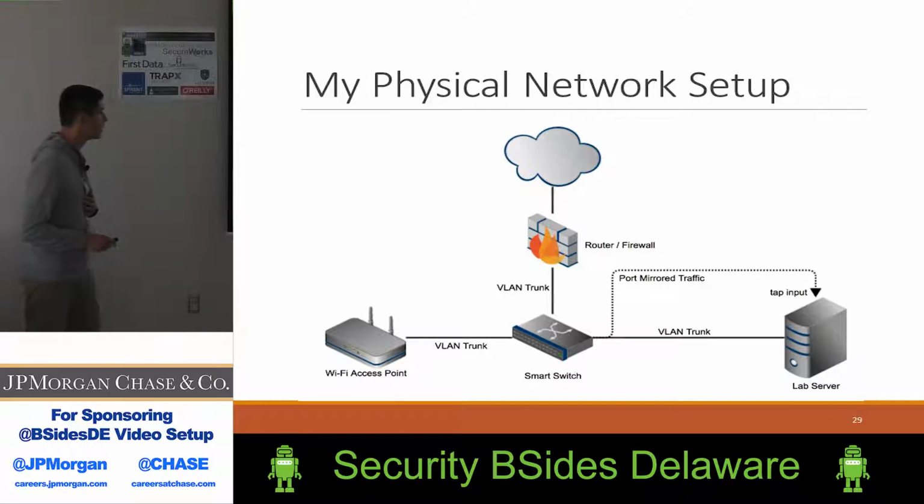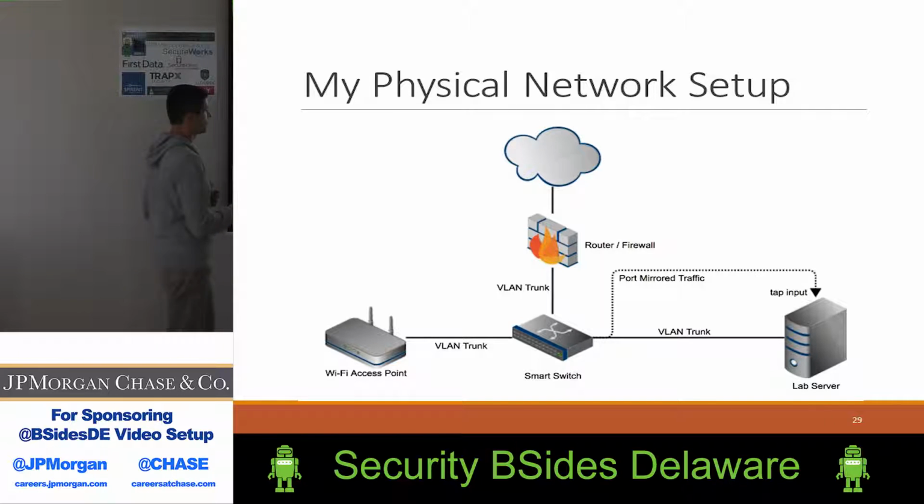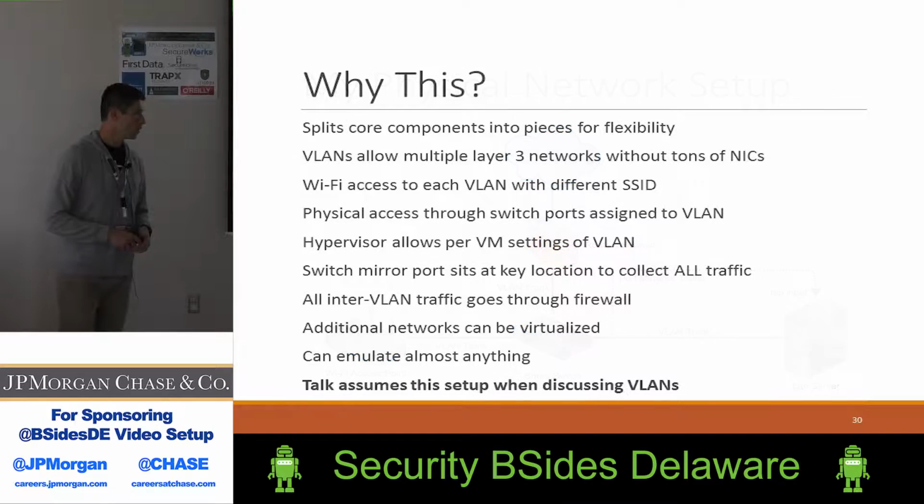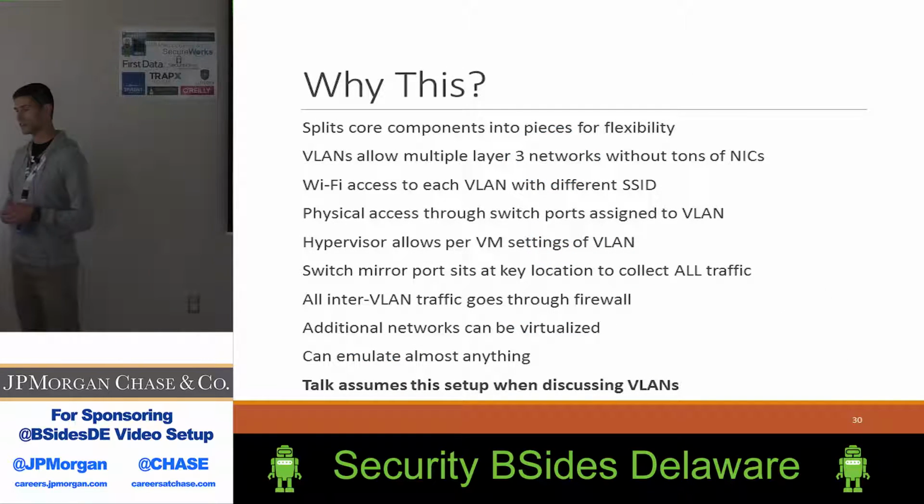Here's what I have at home. Basically, this is a Sophos firewall that I use. This is a Cisco smart switch. It was about $80. And this is a Unifi Wi-Fi access point, and then my lab server. Very simple physically. I do this because I think it is the most flexible setup that I could come up with for a reasonable amount of money. I have VLAN support throughout with all of those things. So every single one can pretend to be a different layer 3 network.